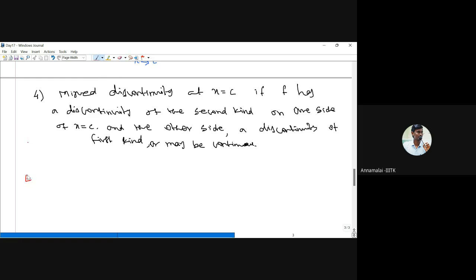Example. Suppose a function is defined to be f of x equal to 0 if x is less than or equal to 0. For all negative values, it takes 0. For all positive values, if x is strictly greater than 0, it is sine of 1 by x.